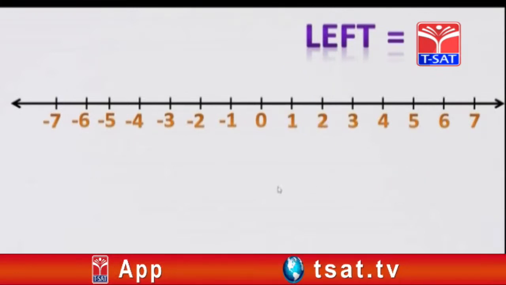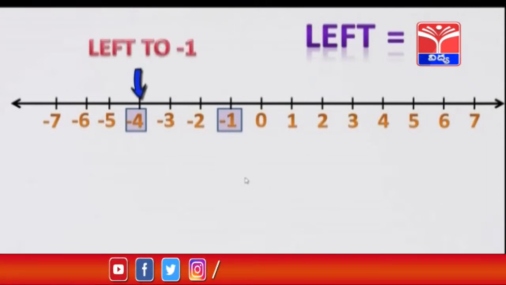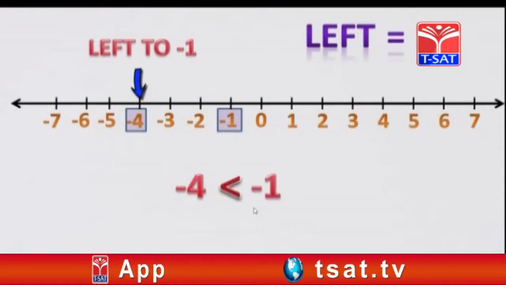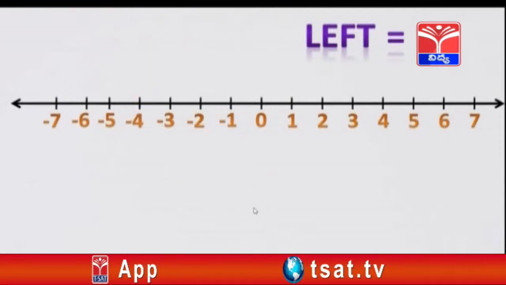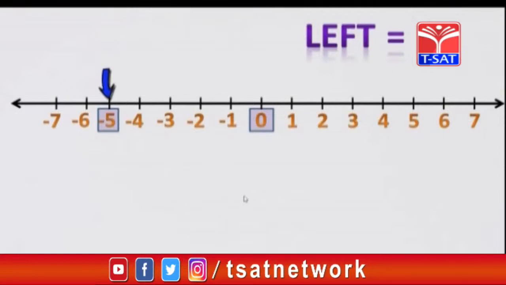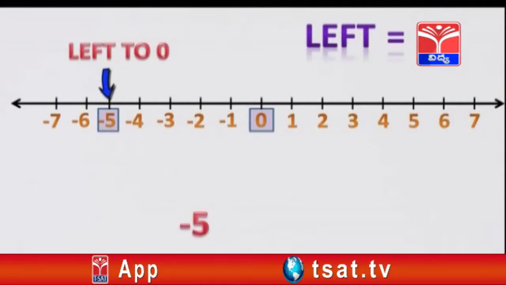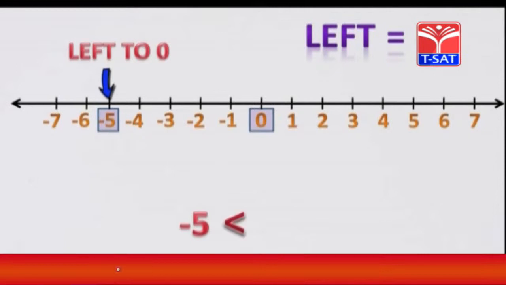Let's select another pair of numbers on this number line. Let it be minus 4 and minus 1, and this minus 4 also lies to the left of minus 1. And what do you say? The left number is the lesser number, so minus 4 is less than minus 1. And let's select another pair, minus 5 and 0. Similarly, this minus 5 also lies on the left side of 0, and the left number is always the lesser number. Minus 5 is less than 0.